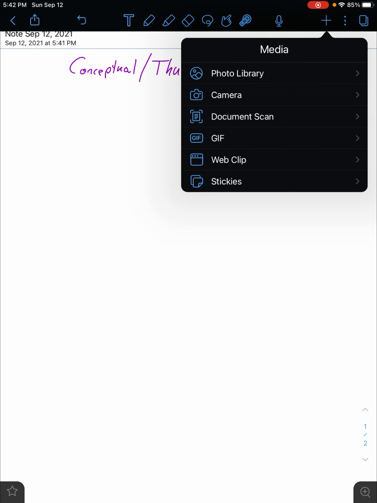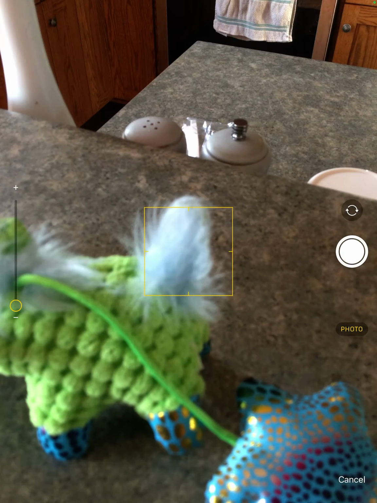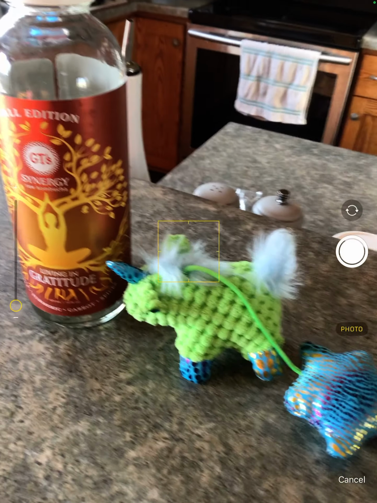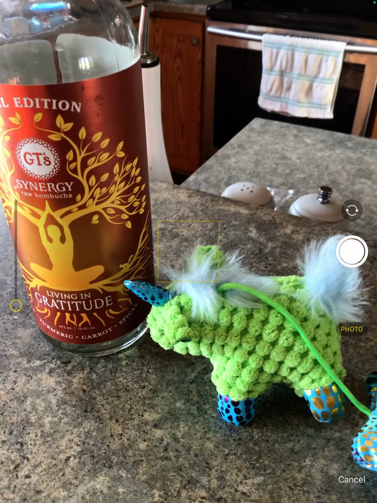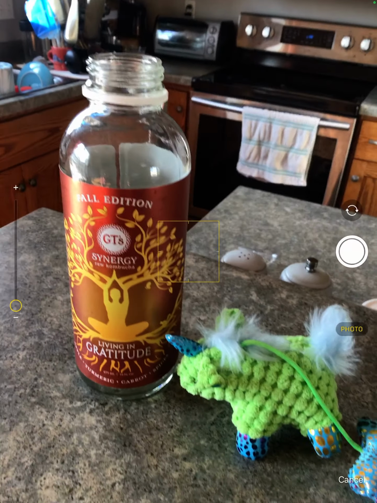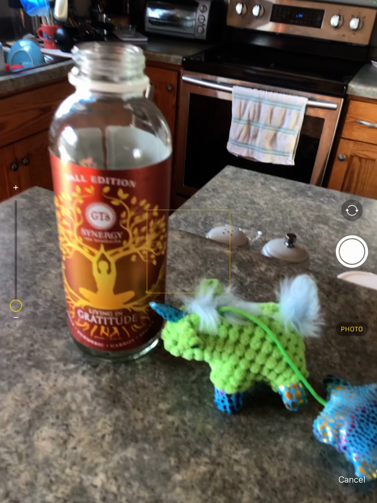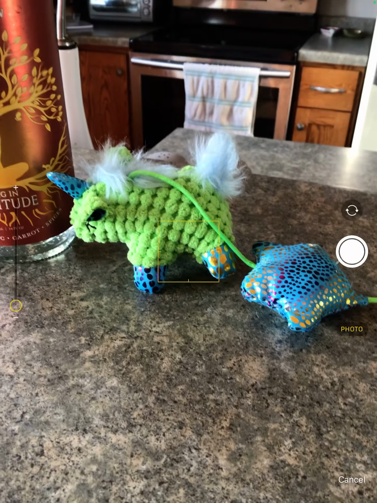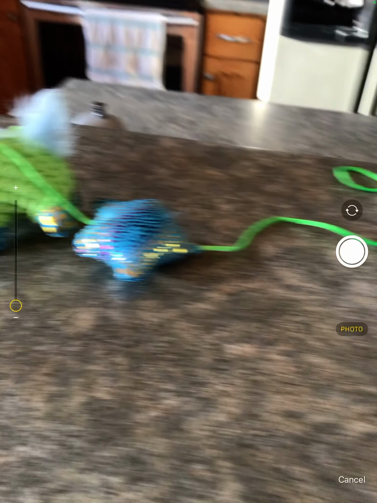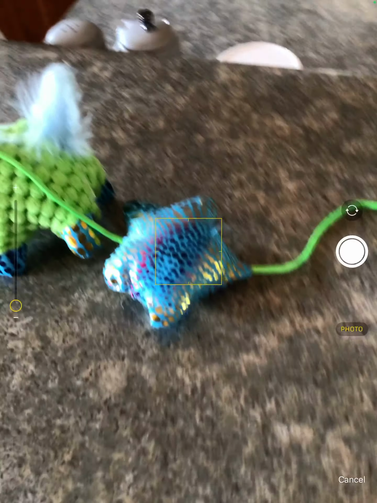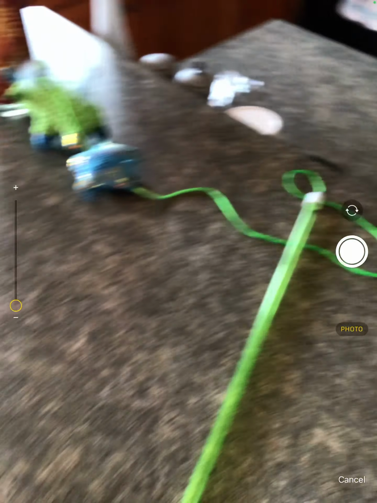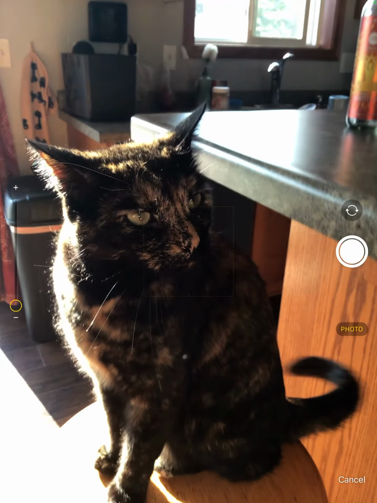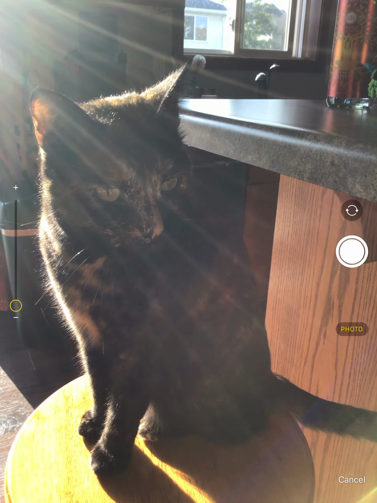So what we want to do instead is keep it simple. Let's check out the objects that I've got for you today to draw. Here we've got a kombucha bottle. That's going to be our hardest one. A little unicorn and a star.